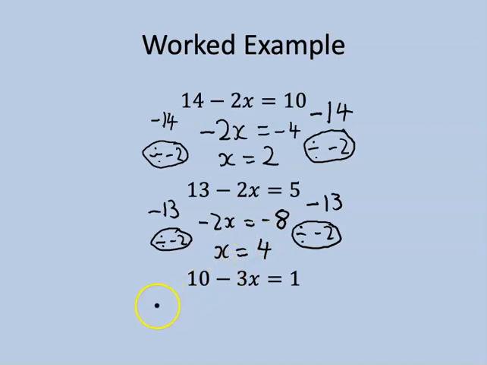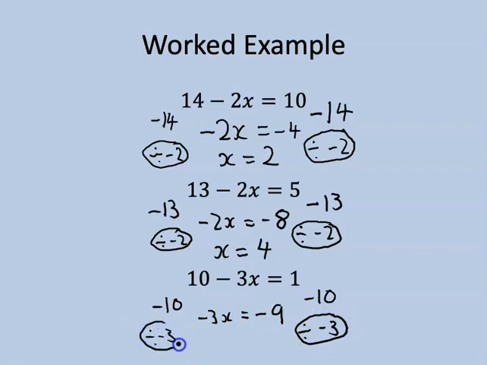Final bit now. Minus 10 from both sides. So minus 3x is going to equal 1 take away 10 is minus 9. And then I'm going to divide both sides by minus 3. So x is going to equal minus 9 divided by minus 3 is 3.